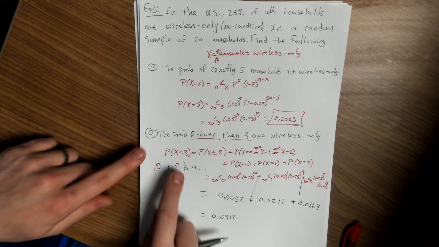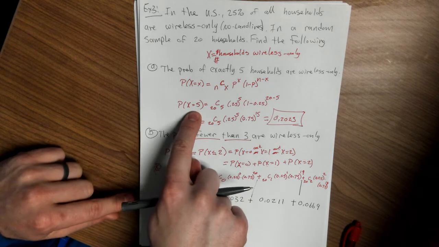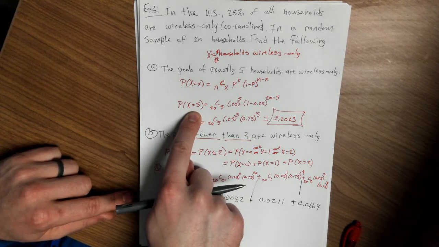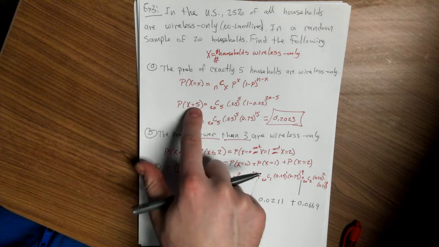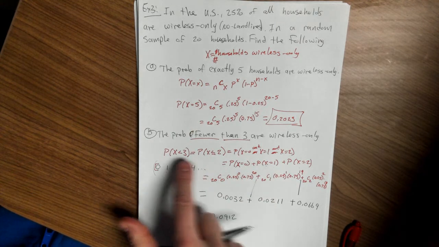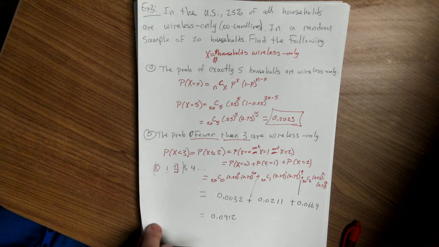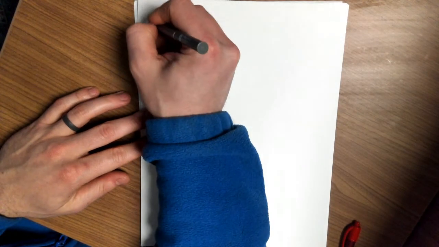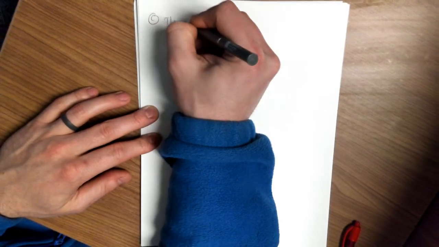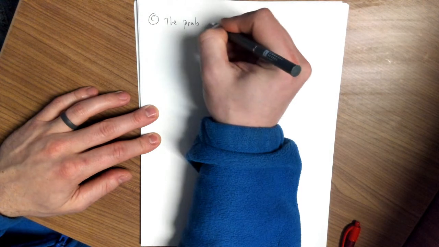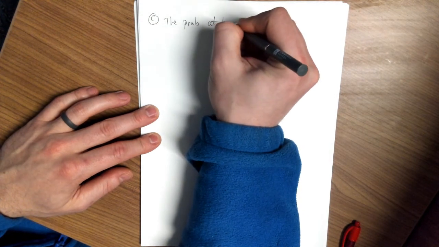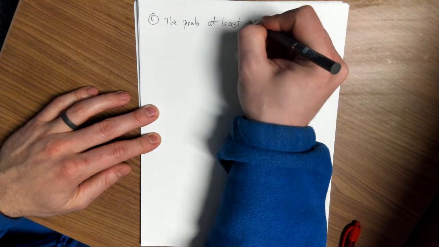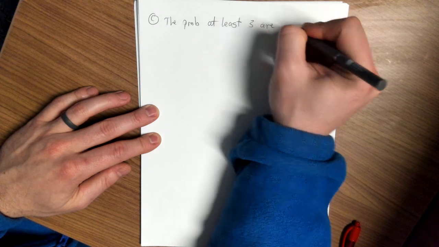All right, so this is looking at exactly one number. This is looking at multiple numbers when we're dealing with less than. And now we need to worry about what greater than or equal looks like here. So let's look at part C. The probability at least 3 are wireless only.